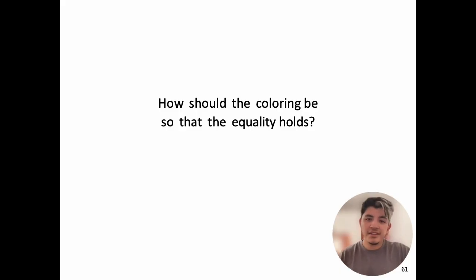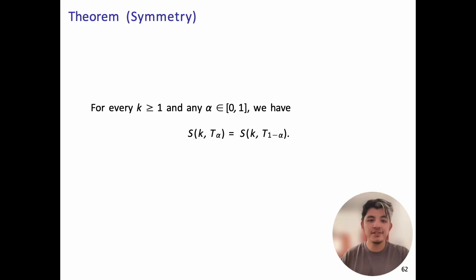Now, with these theorems, we formulated the following question. How should the coloring be so that the equality holds? First, we noted that there exists some symmetry in the properties of the function T. We enunciate that for every k greater than or equal to 1, and for any alpha in [0, 1], we have that the dynamical Schur number under alpha is exactly the same as the one under 1 minus alpha.